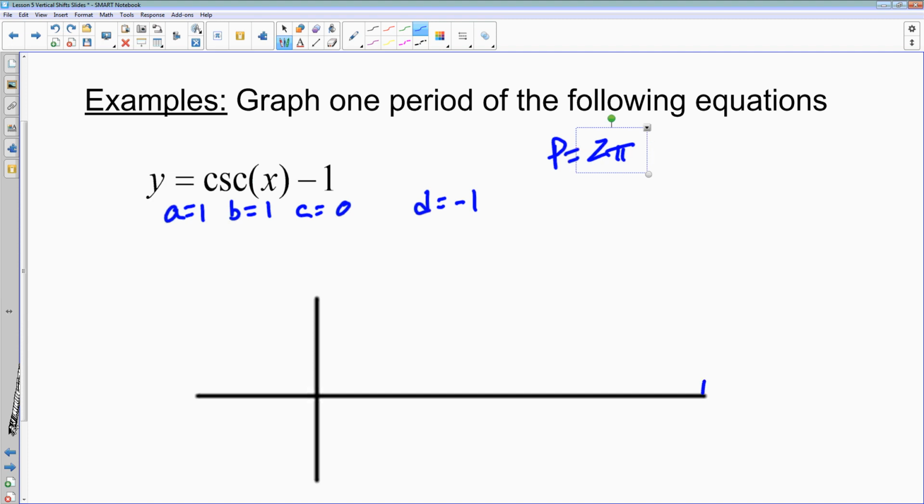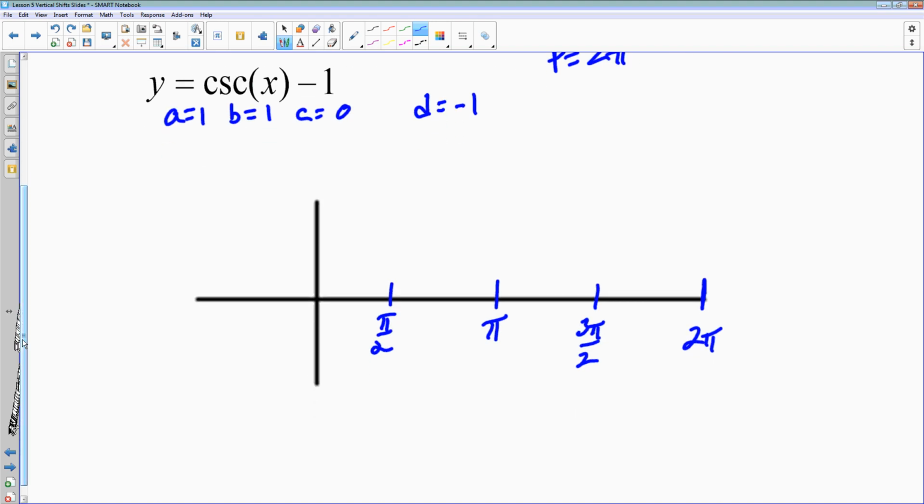So that's not going to change. We're going to look at just one normal period. So I'm going to put 2 pi here, pi here, pi over 2, and 3 pi over 2. Okay, and then normally we put -1 and +1 on our y-axis, but this time we're shifting down 1 unit, so we want to put -1 and -2 on our y-axis. Okay, you can put +1 and +2 if you want as well.